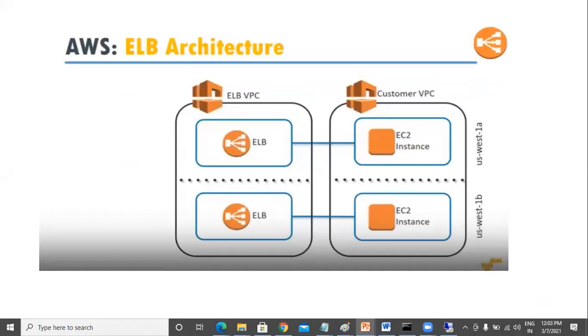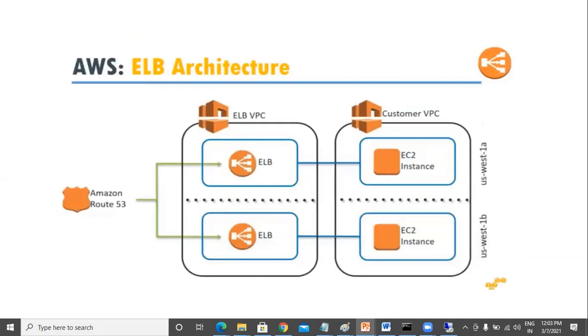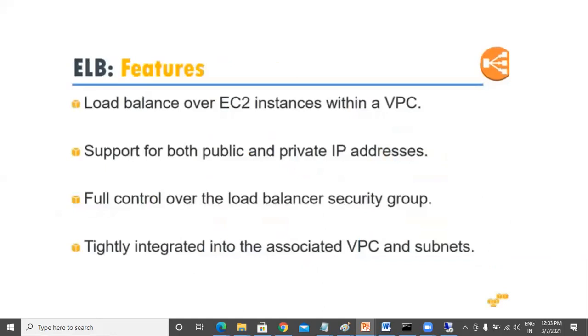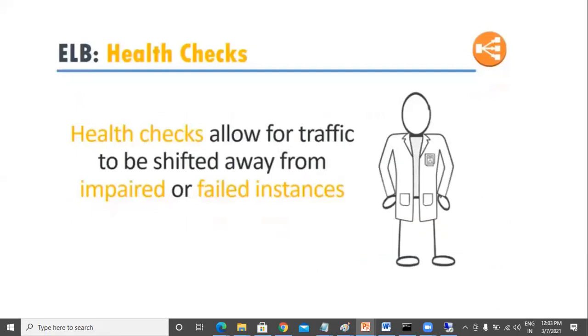The load balancer needs to have a VPC environment, or you can have it with your customer VPC also. If you want to have a load balancer, you can route via Amazon Route 53 through your load balancer. In the background, again, you can use your VPC. The load balancer supports both public and private IP addresses within a VPC. You can also define the security settings for your load balancer for security purposes. You can also integrate between your VPC and subnets. And Amazon also supports health checks for the load balancer.